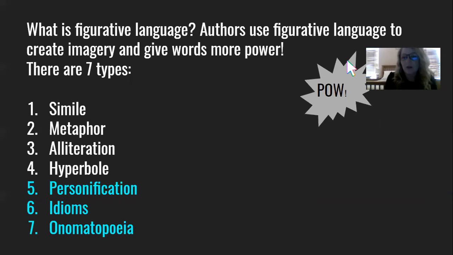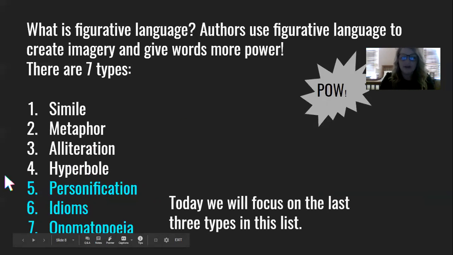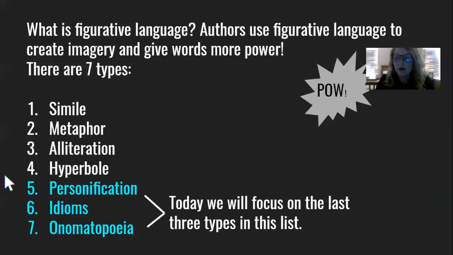You don't want to just use the regular, plain language if you're writing. You want it to really pop off that page. So the 7 types of figurative language are listed here. We talked about simile, metaphor, alliteration is another one I think you guys have gone over, and hyperbole. We are going to focus on the last 3 types. So we have personification, idioms, and onomatopoeia. Okay, so those are the 3.